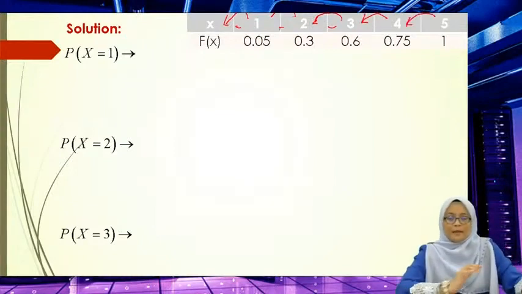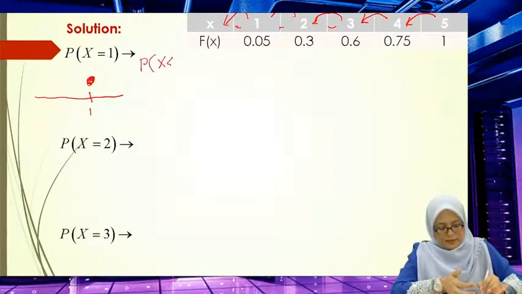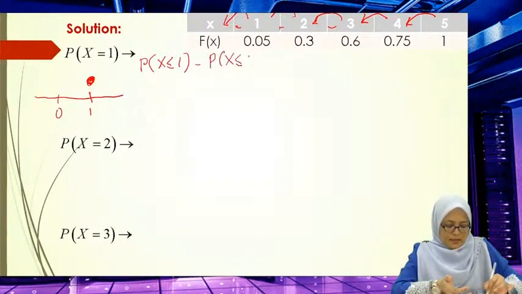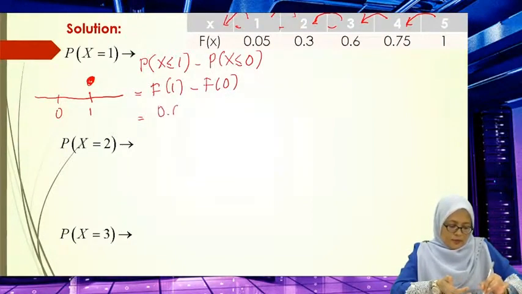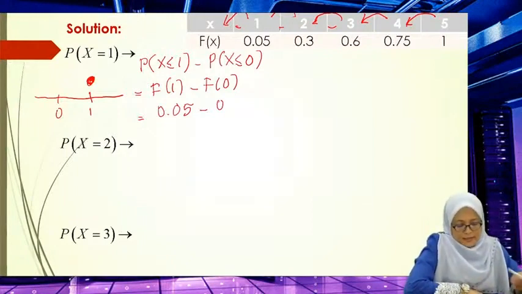Okay, so kalau kita nak cari probability X equal to 1, kita dah tengok dah tadi 1. So ini yang kita nak. So kita akan ambil probability X less than or equal 1. So kita akan tolak nilai sebelumnya kosong. So probability X less than or equal 0, ataupun dia boleh ambil F1 tolak F0. So F1 0.05, F0 kosong lah. Okay, so kita akan dapat nilai probability X equal to 1 is 0.05.